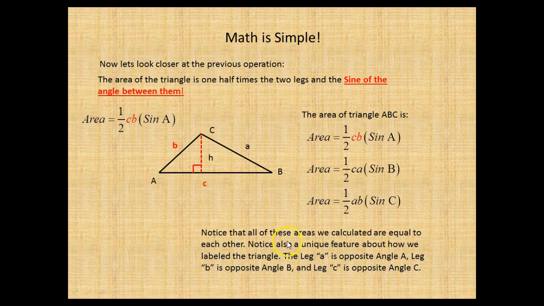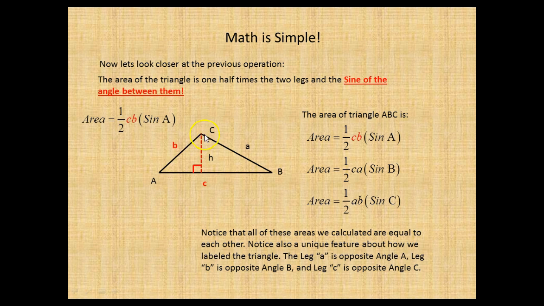Notice that all of these areas we calculated are equal to each other. Every angle area we calculated is equal to each other. Notice also a unique feature about how we label a triangle. The leg A is opposite angle A. Leg B is opposite angle B. And leg C is opposite angle C.